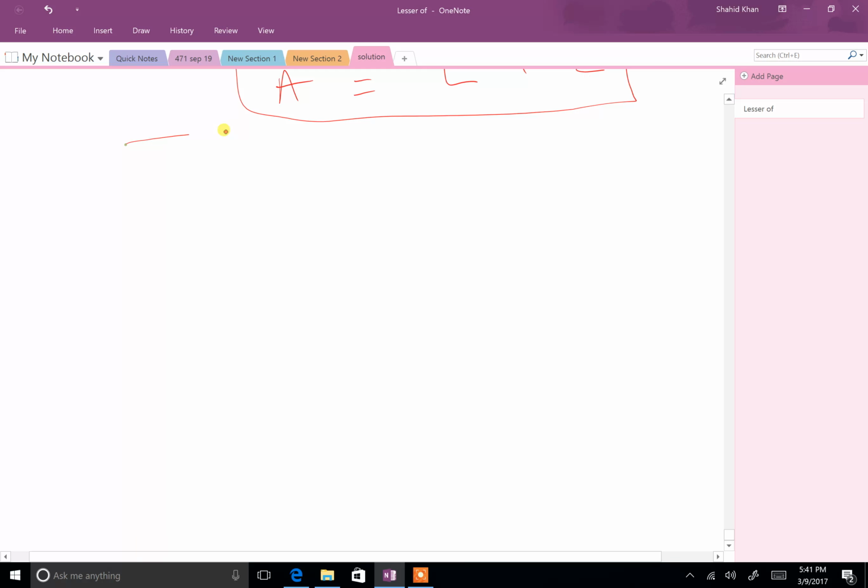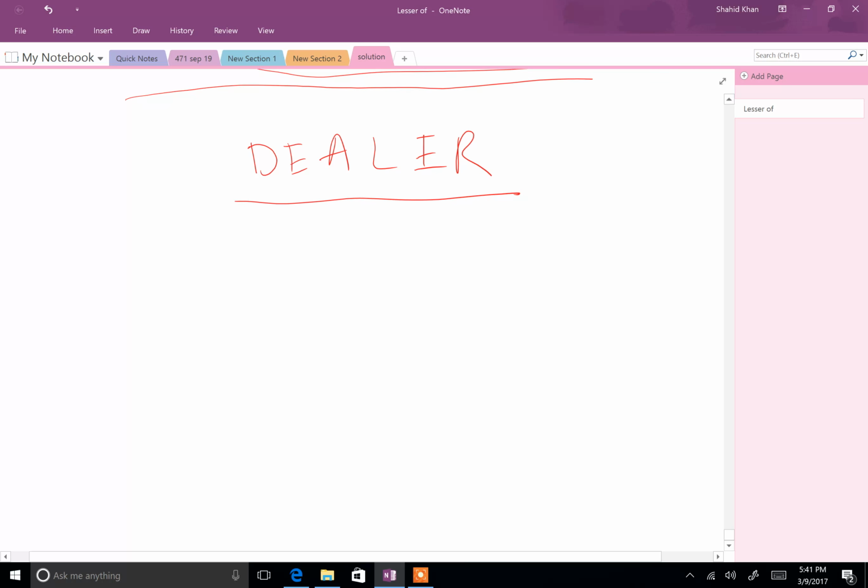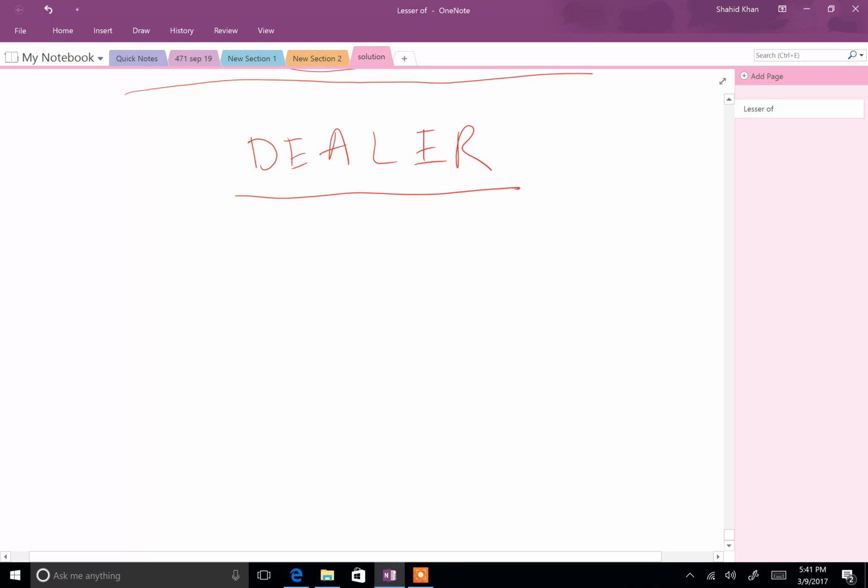In order to remember this, you have to remember the word DEALER. The word DEALER will help you remember what is debit and credit and what it means for what kind of an asset or liability or equity or any other account.